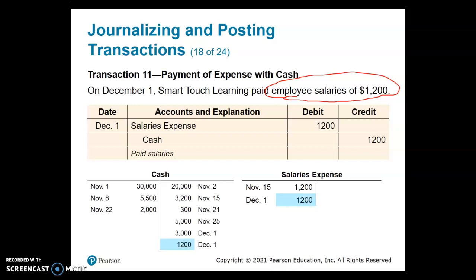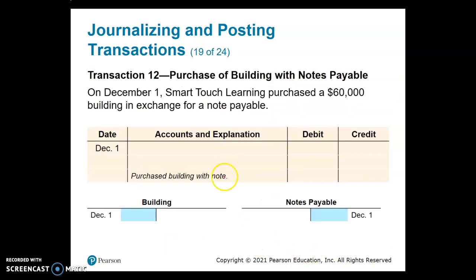And then post to the T accounts. Okay, here's another transaction. Transaction number 12, December 1st. Smart Touch Learning purchased a $60,000 building in exchange for a note payable. Yes, all of these, step 1 was already done for you. You already had the accounts. That was a hint down towards the bottom.